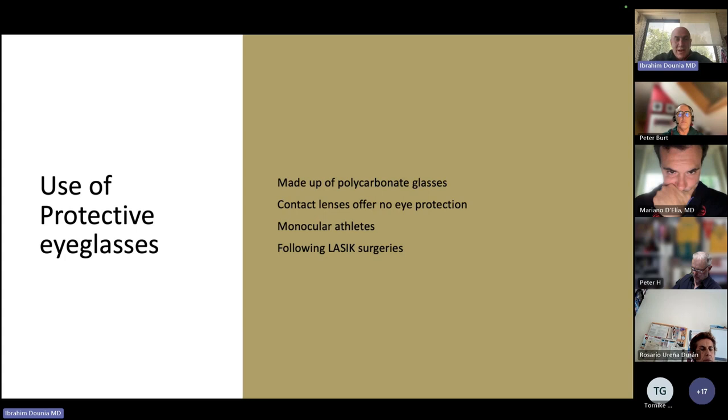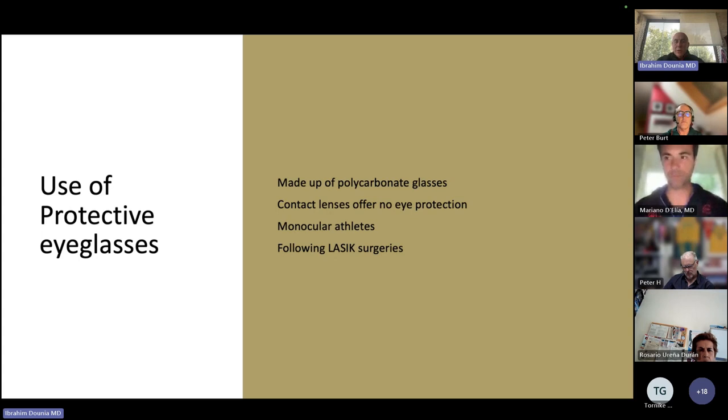When to use protective eyeglasses? The protective eyeglasses are made of polycarbonate glasses. It is important to tell the players and the doctors that contact lenses offer no eye protection. All athletes who are monocular, which means they have only one eye, the other eye they cannot see with, or patients who have had refractive surgery to remove the glasses, following LASIK and not normal PRK, the normal photorefractive surgery, these patients need to use polycarbonate glasses.